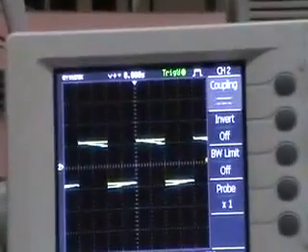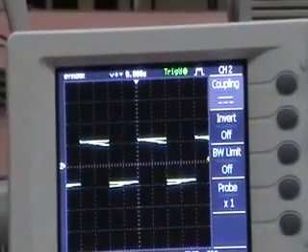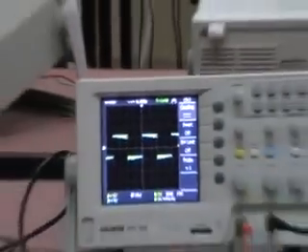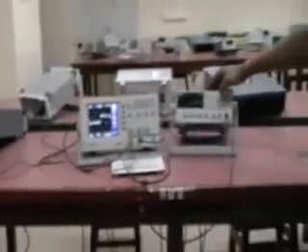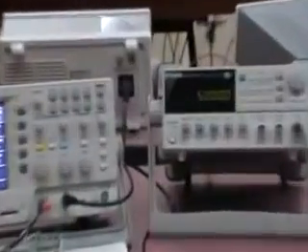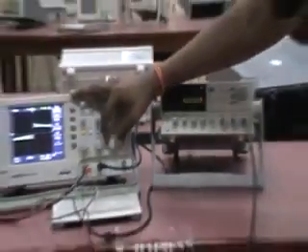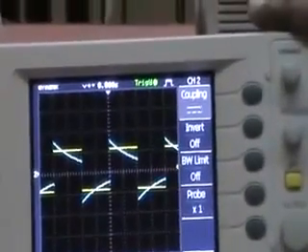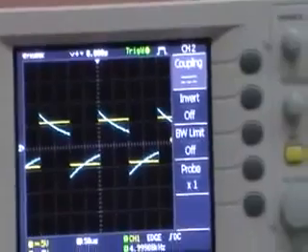Similarly, we can observe the same step response by making the frequency 5 kHz in the second case. Here the time period is almost equal to the time constant. You can see there will be variation from the input across the resistor. So you can observe this waveform.